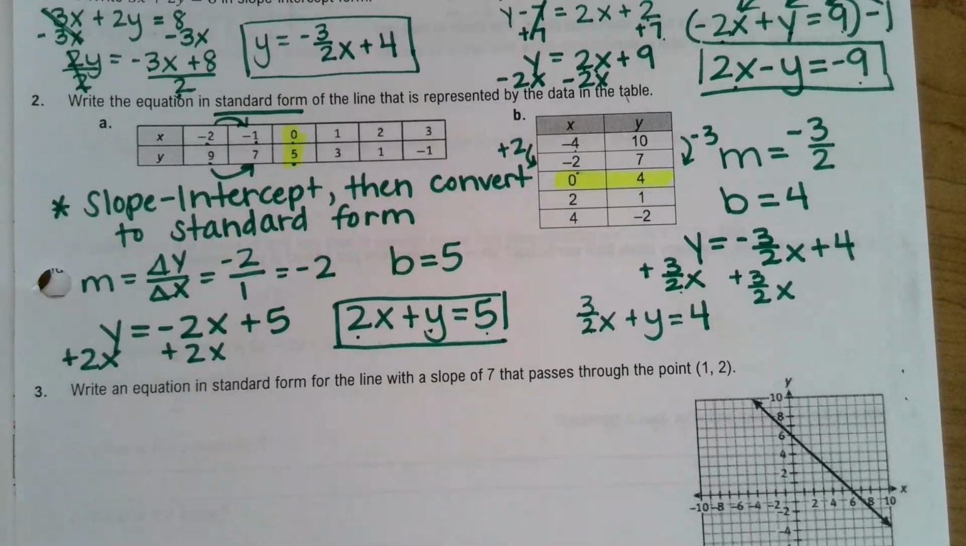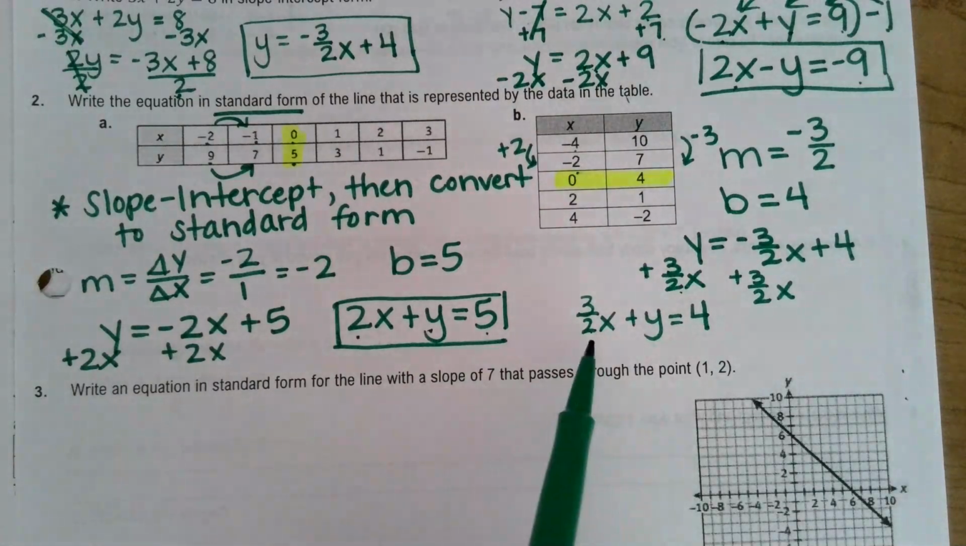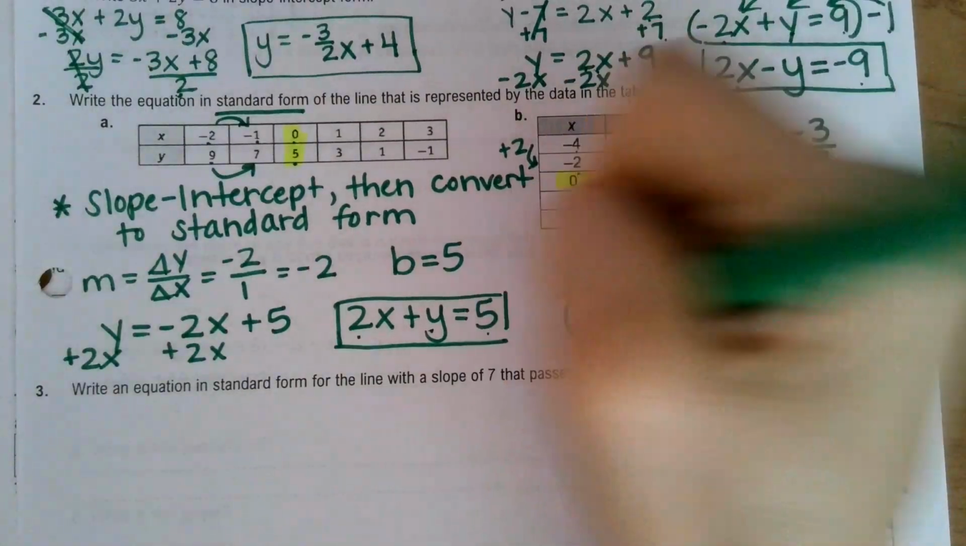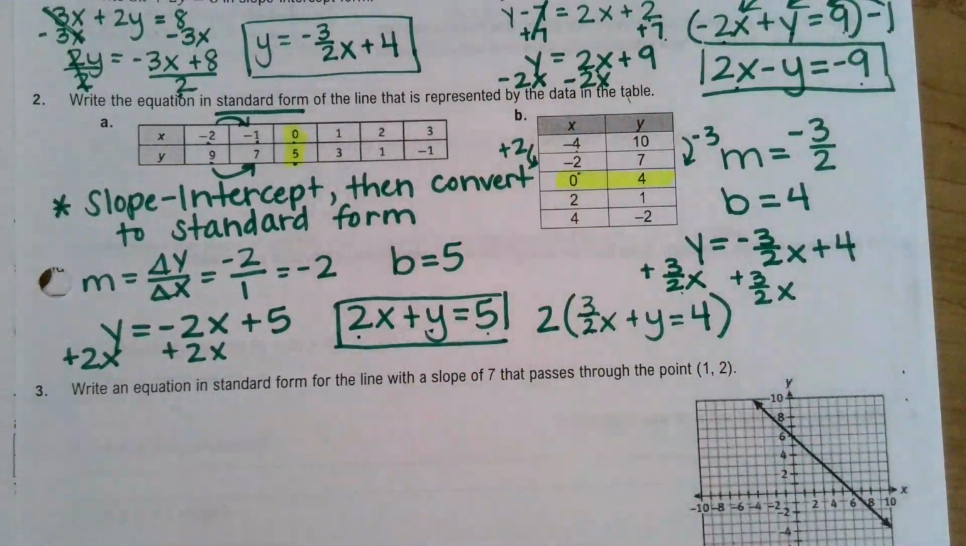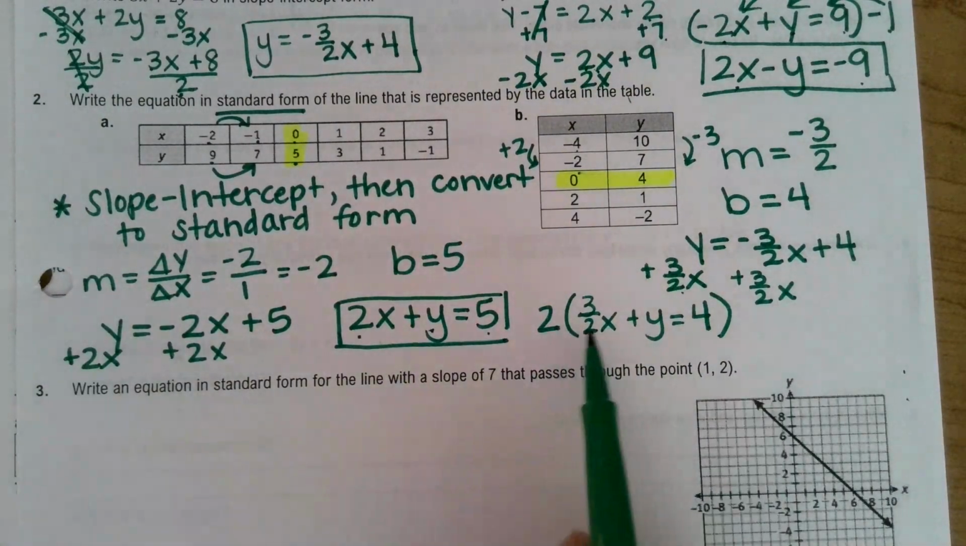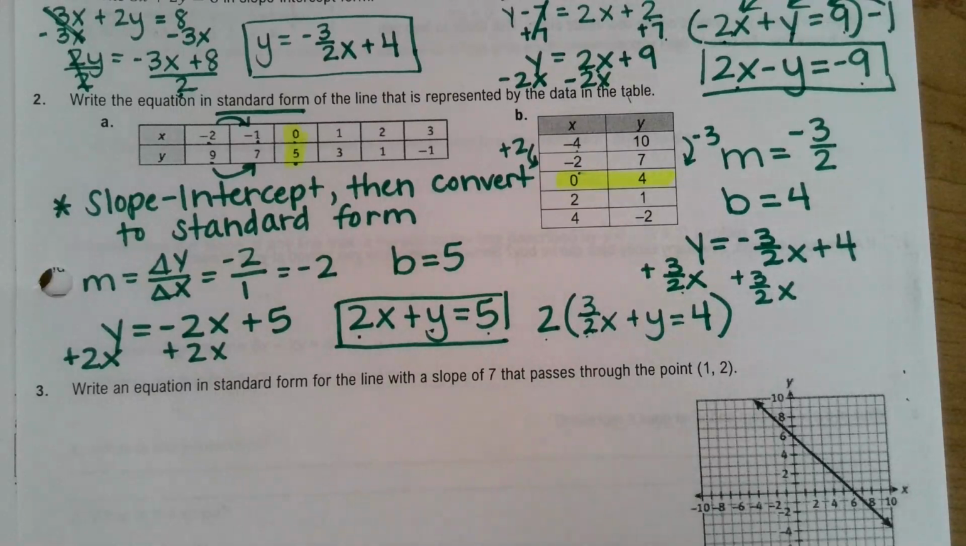Divided by 2. But that's 1.5, still like a fraction. We want to multiply it by the denominator. So if the denominator is 2, we have to multiply everything by 2. So anytime you have a fraction, just multiply everything by the denominator. And then what is 3 halves times 2?